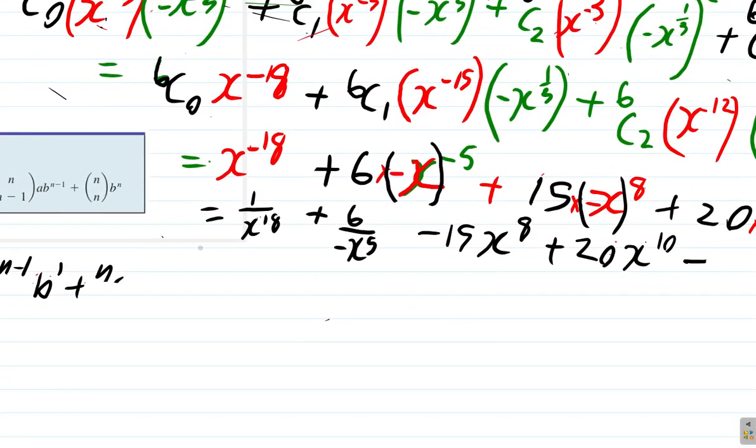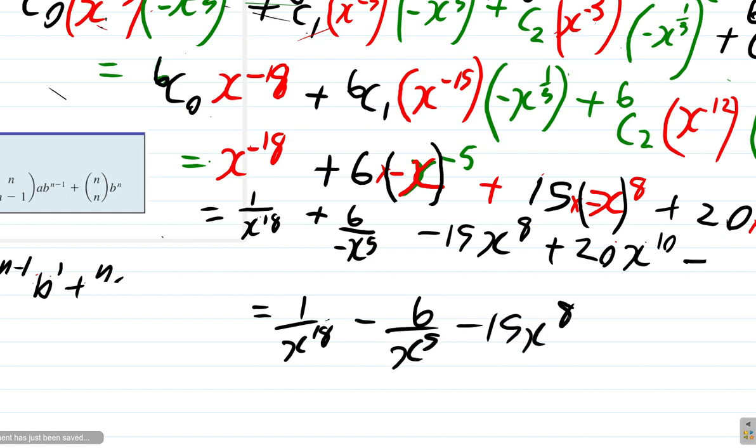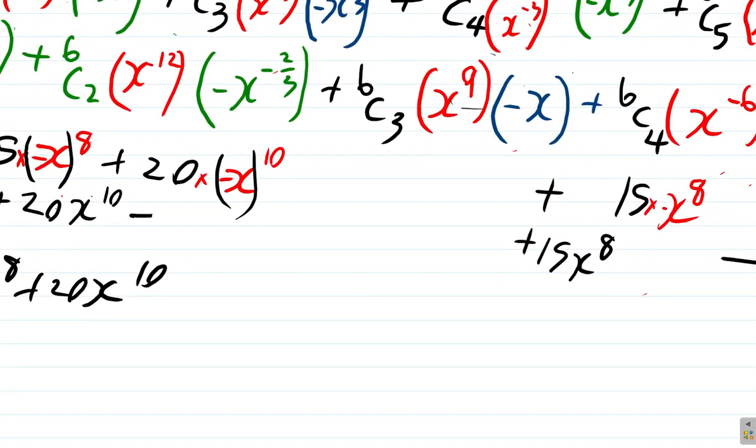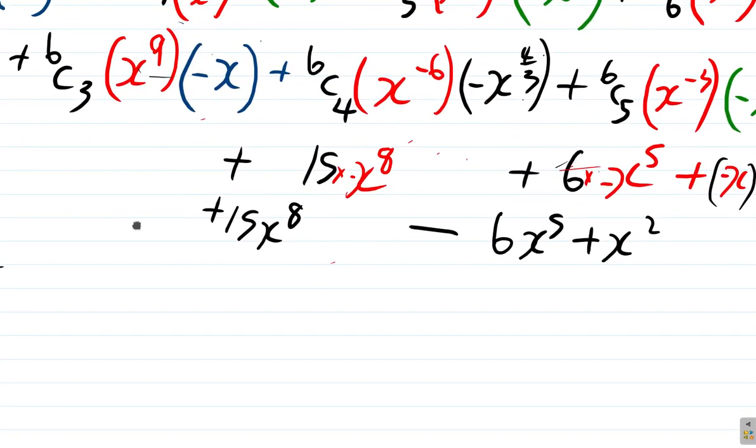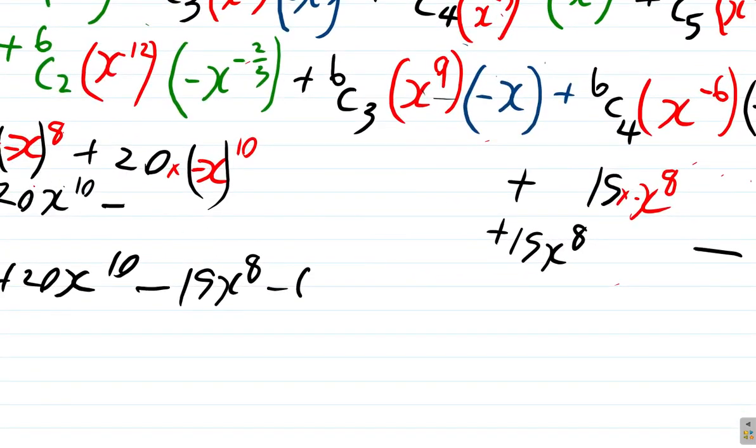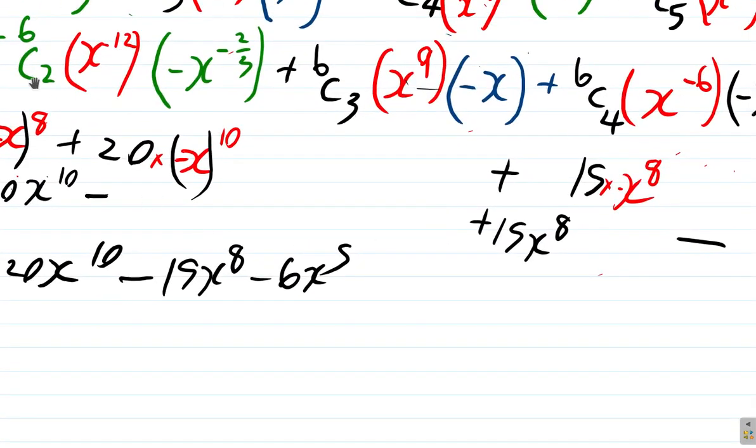So, let's write them out. So this is 1 over x to the 18, minus 6 over x to the 5th, minus 15x to the 8, plus 20x to the 10, minus 15x to the 8, minus 6x to the 5th, plus x squared.